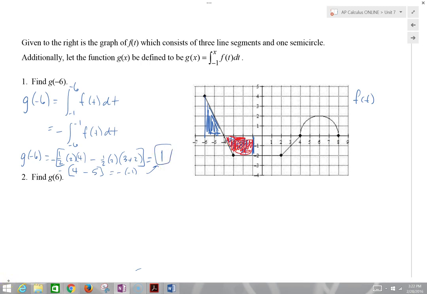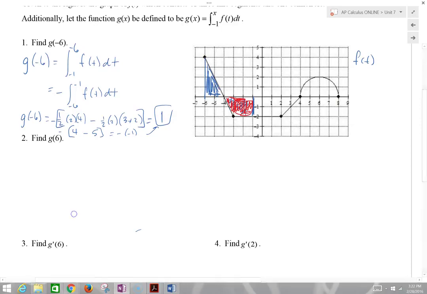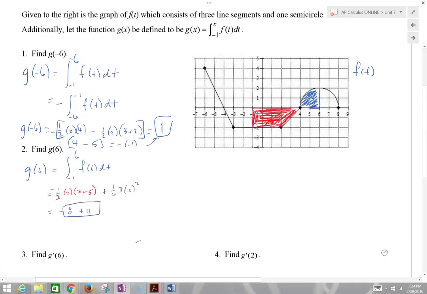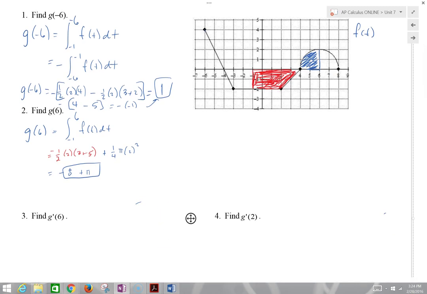Alright, you try this one, and we're going to find g of 6. Give that a try, and pause it, check your answer. So, the trapezoid is negative. That ends up being area of -8, and then the circle is a quarter circle, which ends up being pi. You get -8 plus pi.